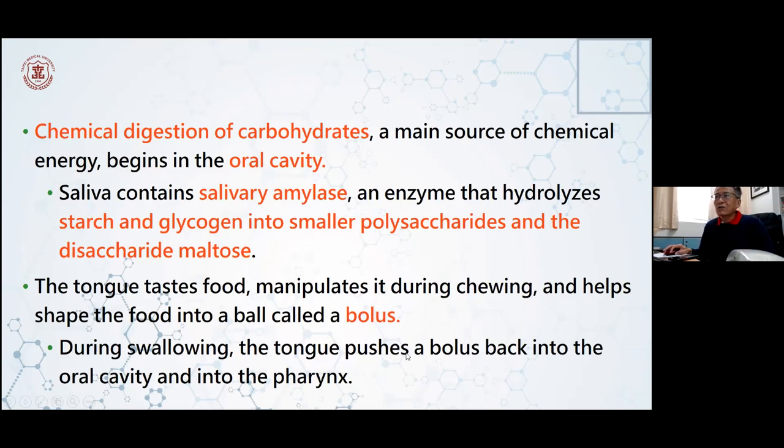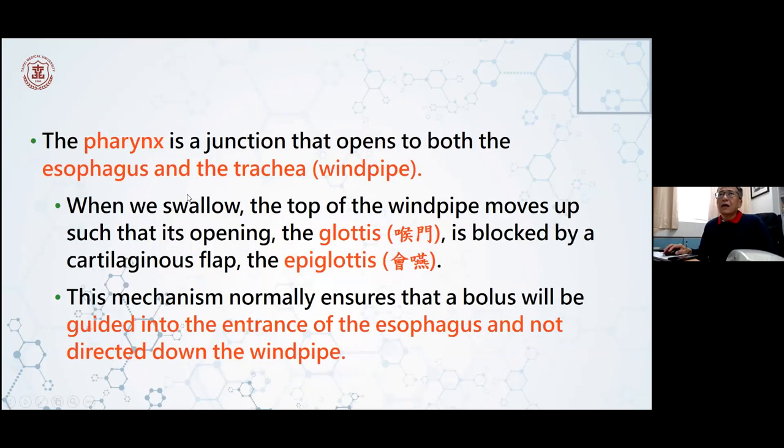So the tongue will push the bolus back in the oral cavity and into the pharynx, okay? And the pharynx is an important junction because in the pharynx, there are two openings. One is for the esophagus, the other is for the trachea. Trachea is a wide pipe. So one is for the esophagus, the other is for the trachea, it's for the air, okay?